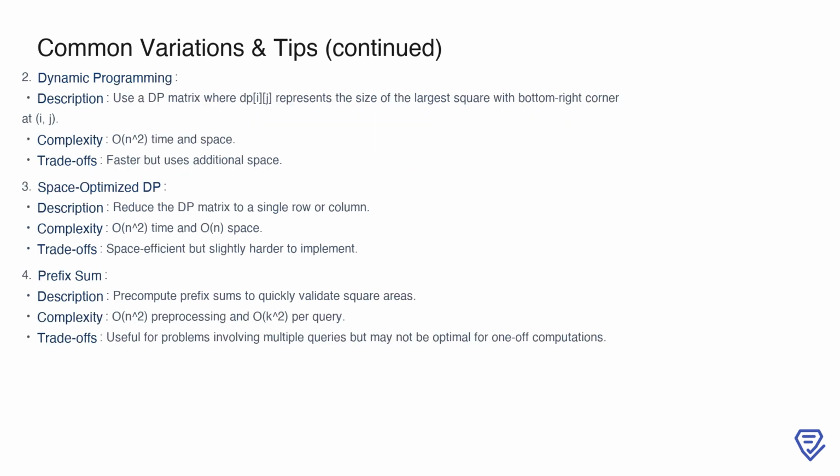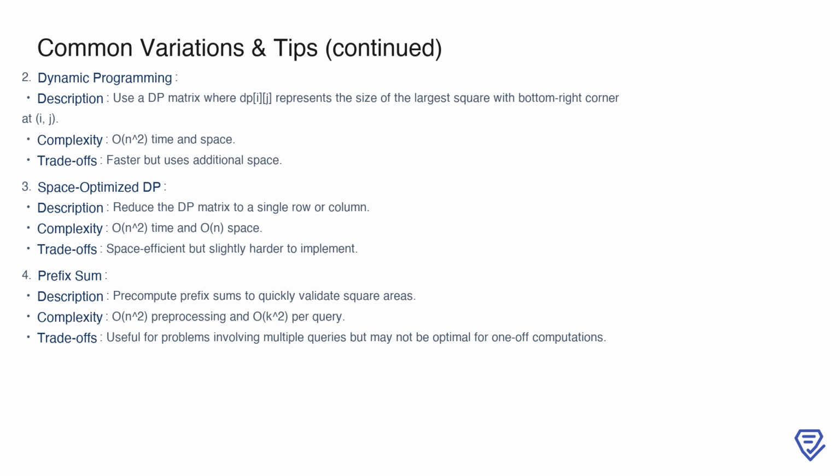Dynamic programming offers a more efficient solution by using a DP matrix where each cell represents the size of the largest square with its bottom right corner at that position. This approach reduces the complexity to O(n squared) in both time and space, making it significantly faster than brute force. However, it does require additional memory for the DP matrix.